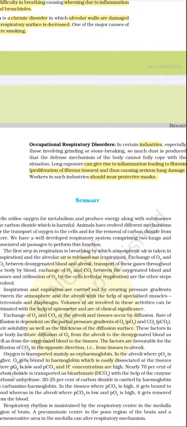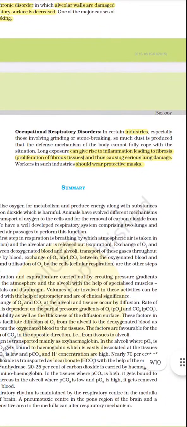Occupational respiratory disorders occur in certain industries, especially those involving grinding or stone breaking. So much dust is produced that the defense mechanism of the body cannot fully cope with the situation. Long exposure can give rise to inflammation leading to fibrosis, that is, proliferation of fibrous tissue, and thus causing serious lung damage. Workers in such industries should wear protective masks.